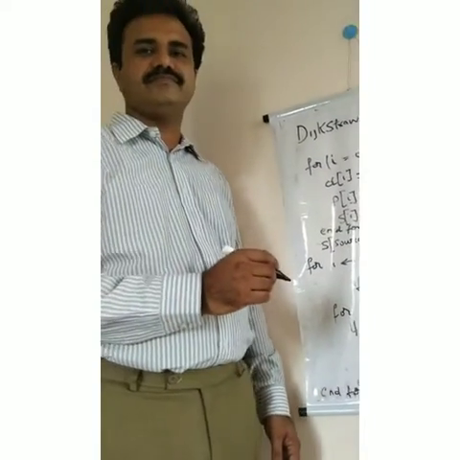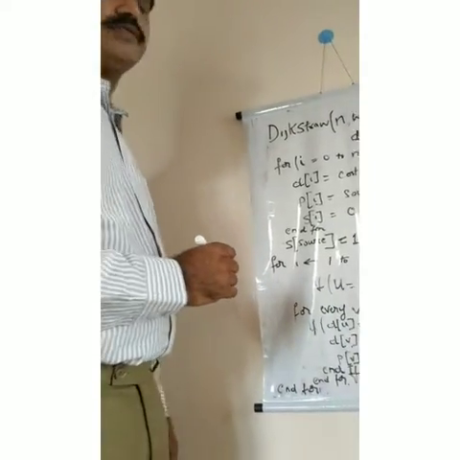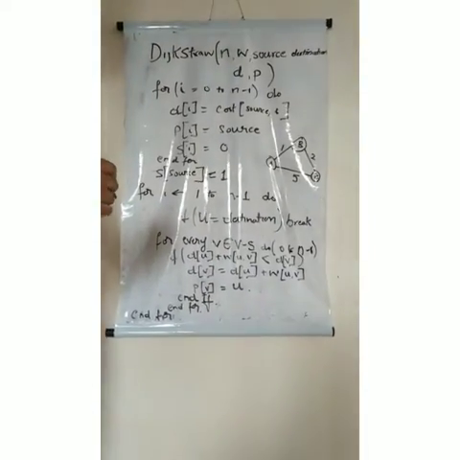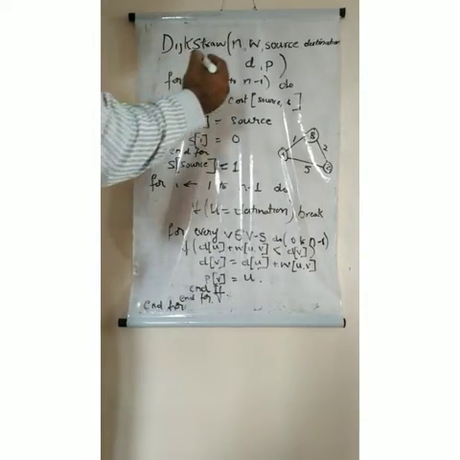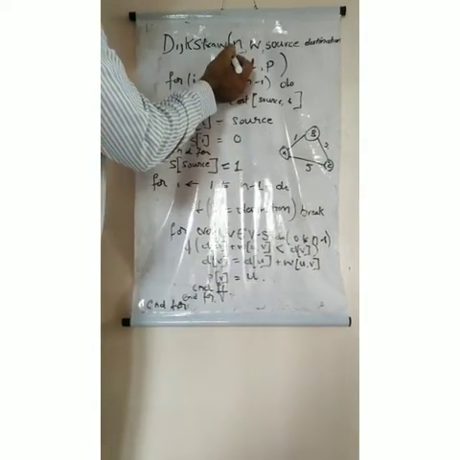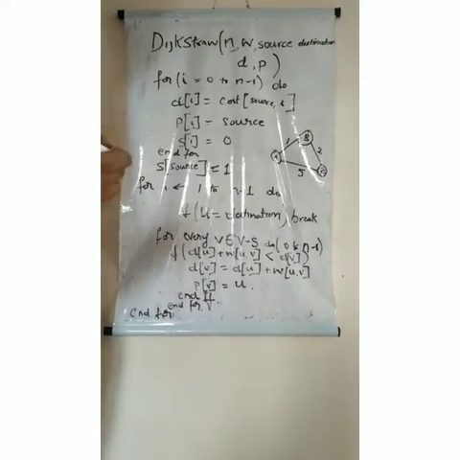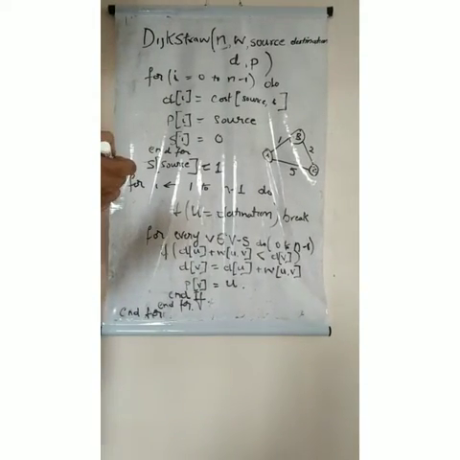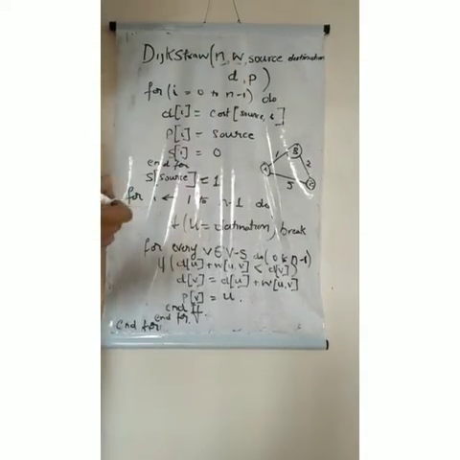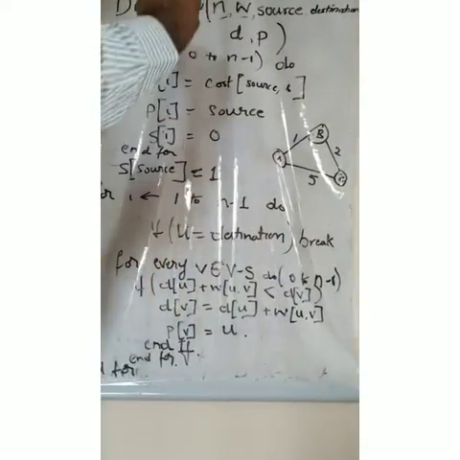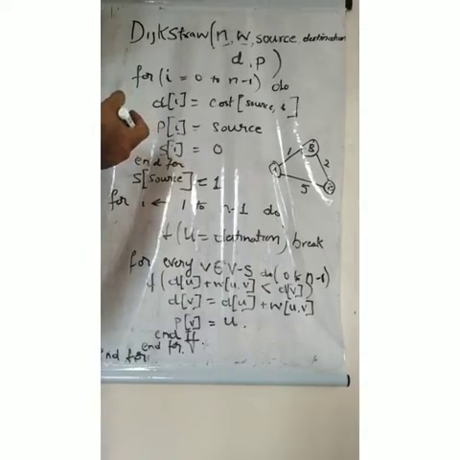Good afternoon. So today we are going to discuss Dijkstra's algorithm. Dijkstra's algorithm. So what are the inputs? N. N is the number of vertices in the given graph. W is the cost adjacency matrix, so it can be read through a matrix.